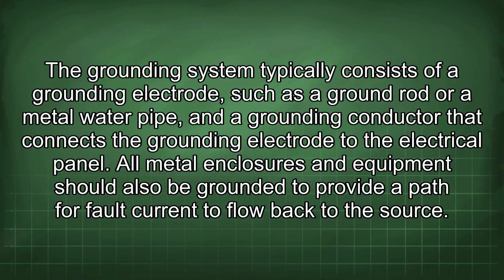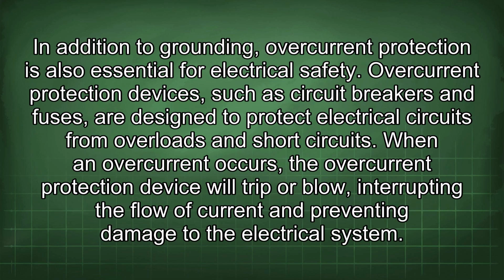All metal enclosures and equipment should also be grounded to provide a path for fault current to flow back to the source. In addition to grounding, overcurrent protection is also essential for electrical safety. Overcurrent protection devices, such as circuit breakers and fuses, are designed to protect electrical circuits from overload and short circuits.